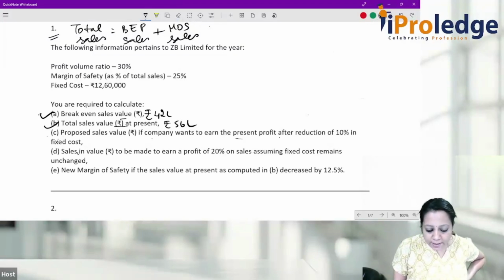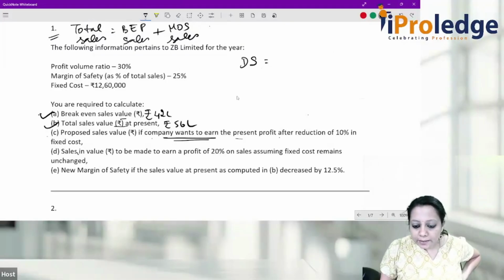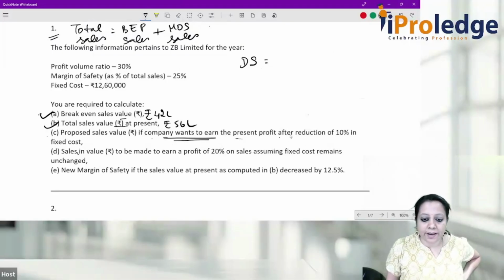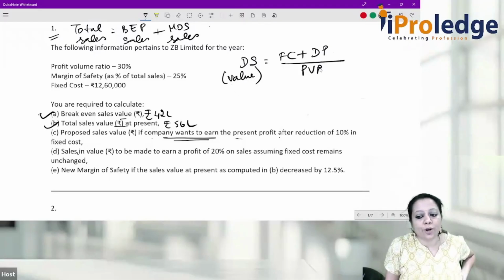C is the present sales value that the company wants to earn. That means, can I say this is the desired sales? Wants to earn means desired sales. This is the profit that they want to earn: the present profit after reduction of 10 percentage in the fixed cost. First of all, I'll write the formula. Fixed cost plus desired profit divided by sales value they need. So desired sales value will be PBR, denominator.